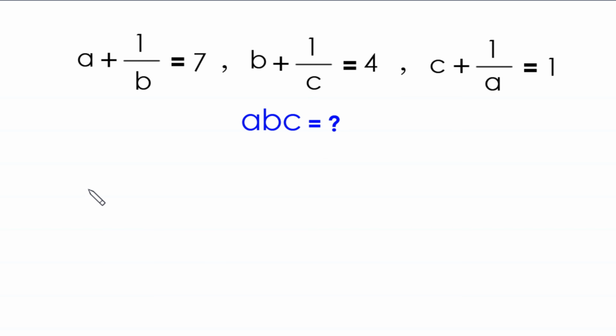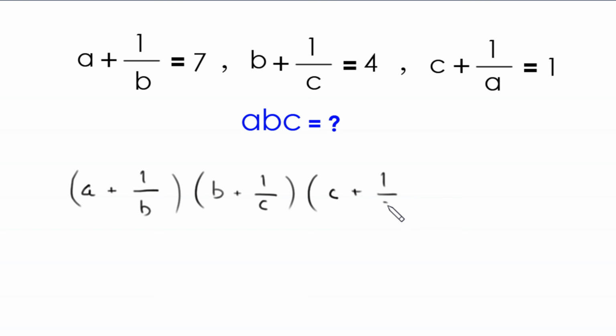So this will become a plus 1 over b times b plus 1 over c times c plus 1 over a equal to 7 times 4 times 1. Now first we expand these two expressions.